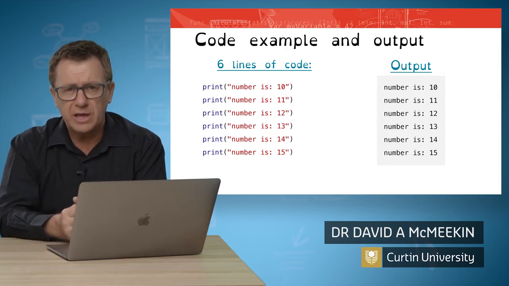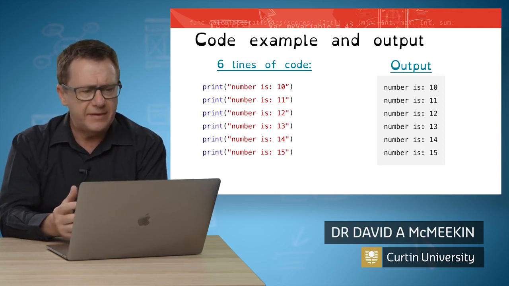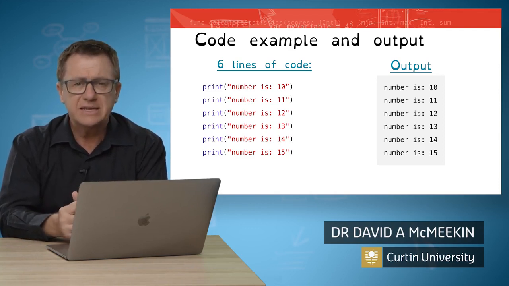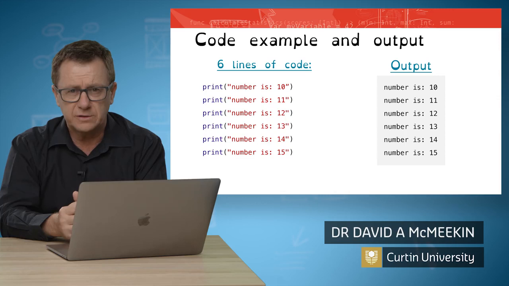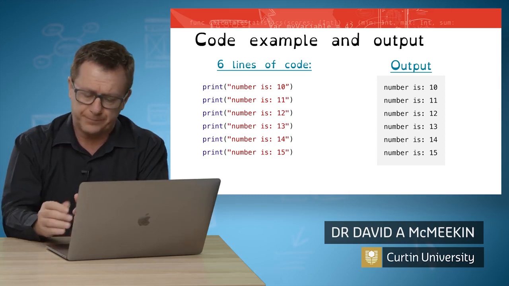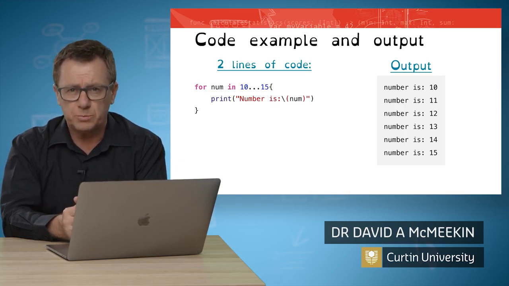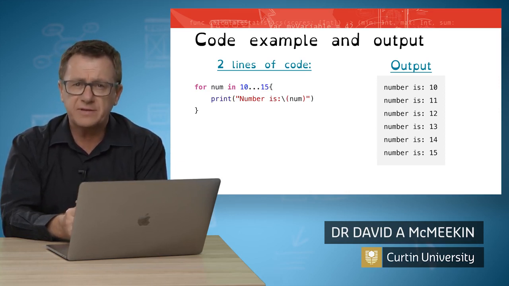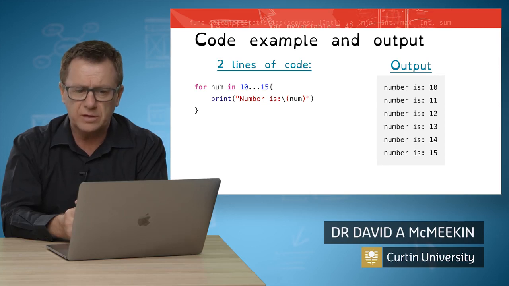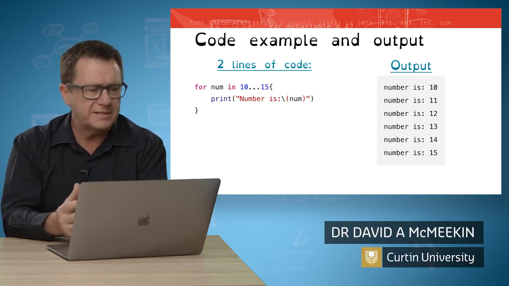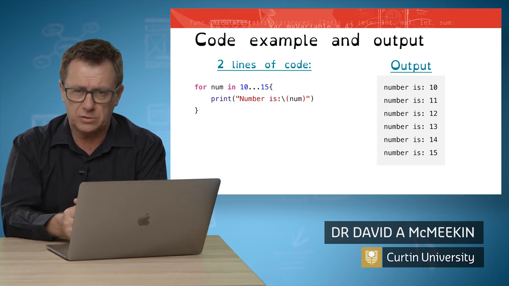Let's take a look at some code. We have here on the left-hand side 6 lines of code. And those lines of code aren't really complicated. We simply print out a variable's value. But you'll notice it took 6 lines of code to do it. Let's take a look now at a loop that prevents us from having to write 6 lines of code, and we can get away with writing simply 2 lines of code.